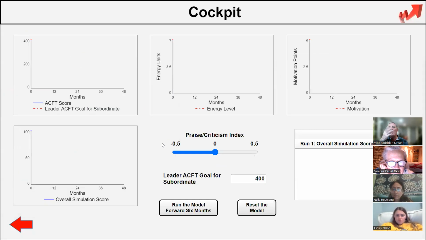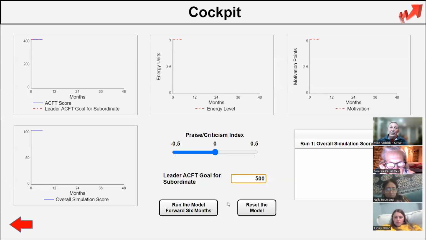So to make a game out of it, you have to sever the leadership stuff because it's all endogenous, and you let a leader play the game. In this case, we don't know what the personality is of the cadet or the subordinate, right? We're starting at 0. So we're not a praiser or a criticizer. And we're starting with a goal of 400, which is equilibrium. So if we run the model forward, we're in equilibrium. Nothing happens, so you can just leave it be.